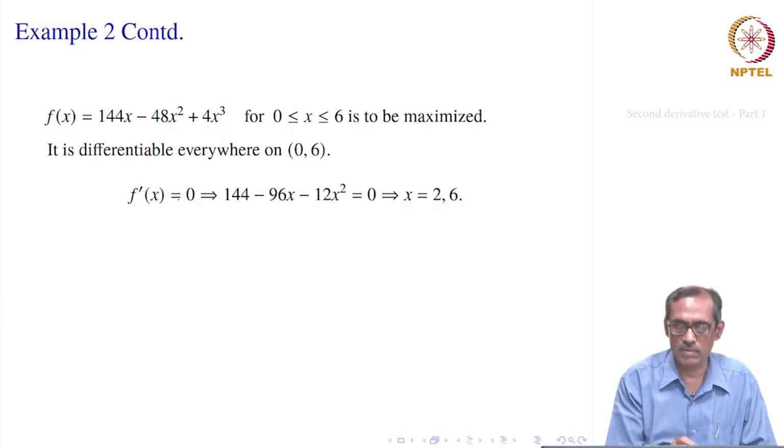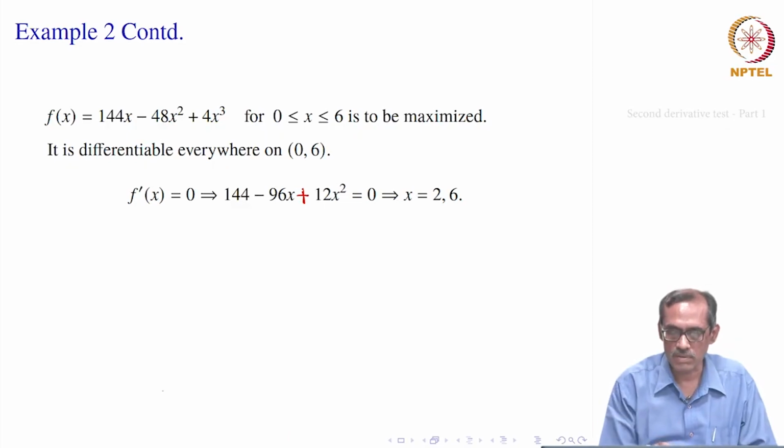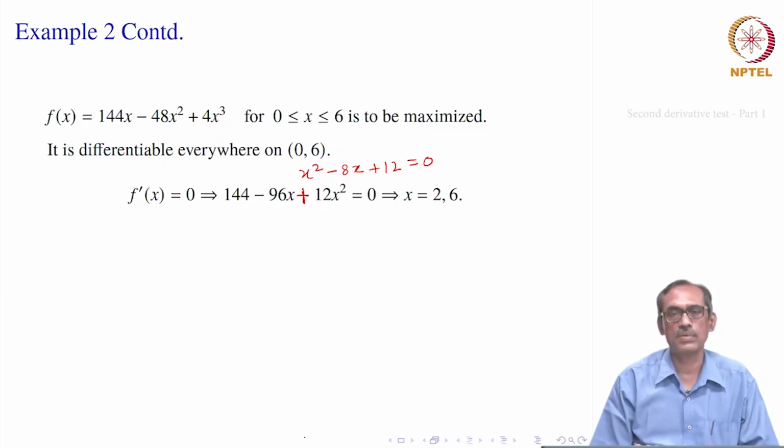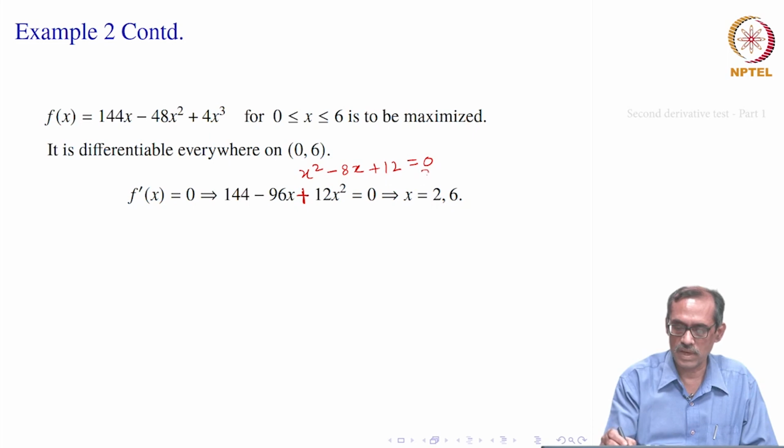So, if we put f prime x equal to 0, then differentiate, that gives 144 minus 96 x plus 12 x square, right. So, this will be plus 12 x square, not minus. So, this is equal to 0. So, once you get this to be equal to 0, of course, 12 you take common. So, you get x square minus 8 x plus 12. So, that is equal to 0. That gives x equal to 2 or 6. That is easy, because we can factorize this to be x minus 2 into x minus 6.